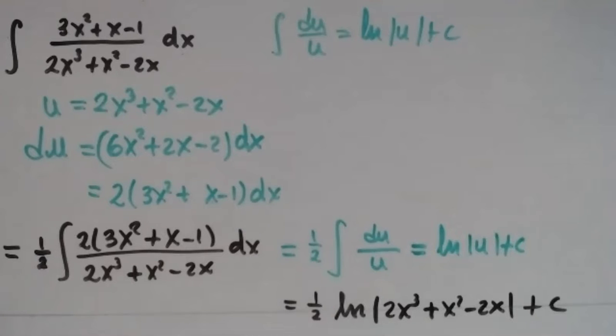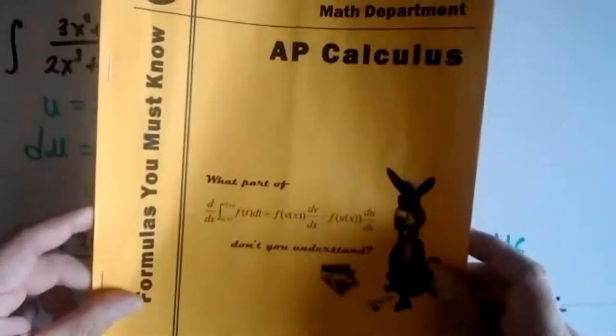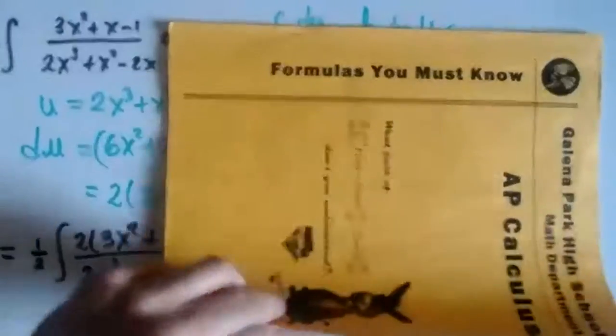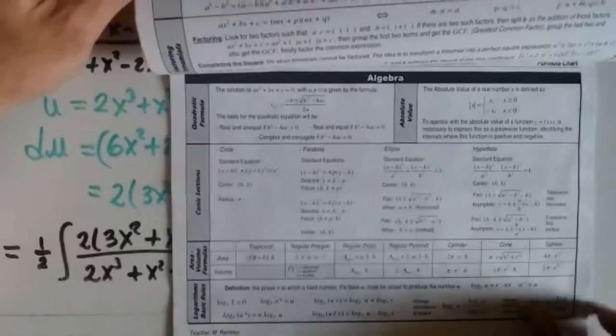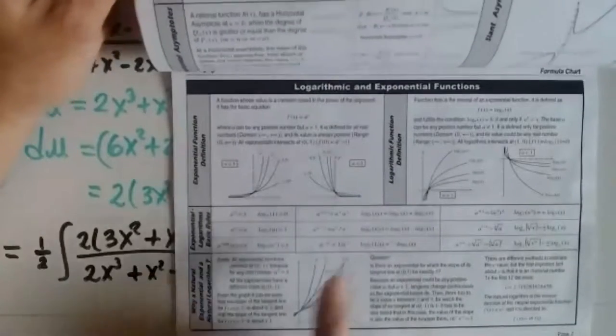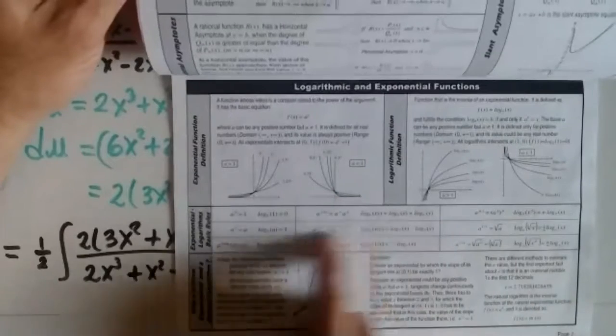En nuestra formula chart, ¿dónde están las reglas de los logs? On the back of it. At the back. The rules of the logs, if you have this one, right? They are in page 3. If you open page 3, you can find them over there. And they are also in page, let me see, page 7. In page 7, you have all the rules of your exponentials, correct? So page 3 and page 7.